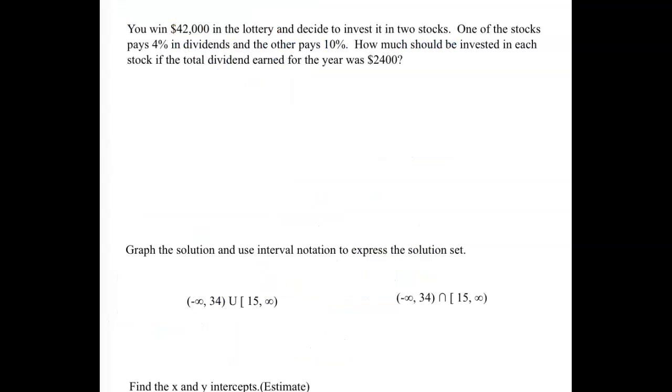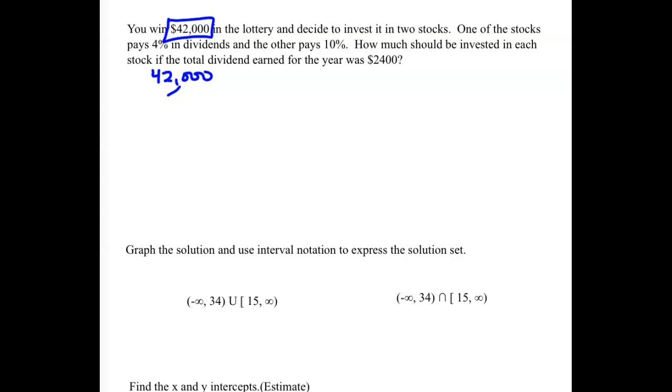All right, our next question says you win $42,000 in the lottery and decide to invest it in 2 stocks. One of the stocks pays 4% in dividends and the other pays 10%. How much should be invested in each stock if the total dividend earned for the year was $2,400? So we have $42,000 that we're going to split up.